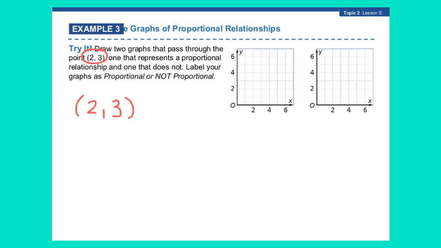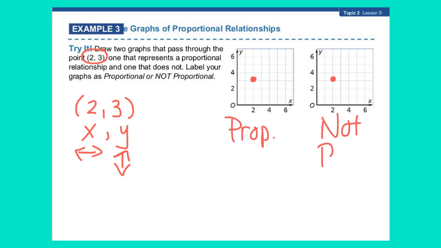2, 3. This is your x number. That's your side to side. So we're going to go over to 2. That's your y number. That's your up and down. So we're going to go over to 2 and up to 3. And we're going to make a dot on both of these. Over to 2 and up 3 on both of them. I want you to make this one proportional and make this one not proportional. Pause me and do that, and then come back for an example.